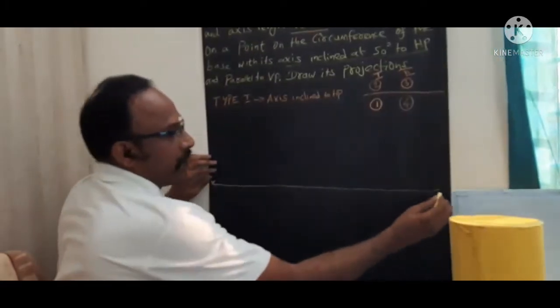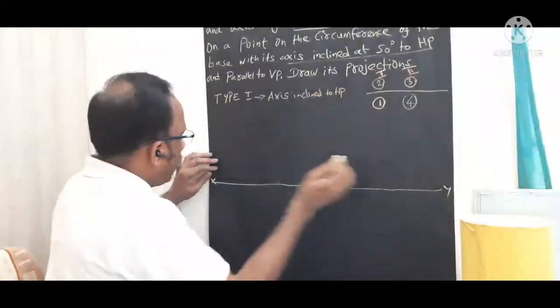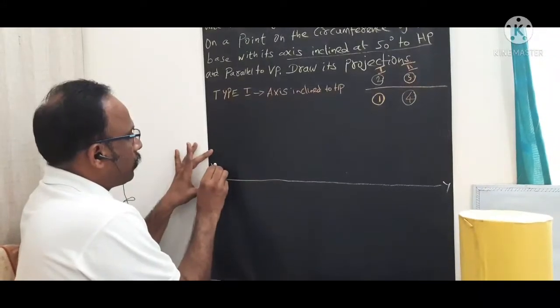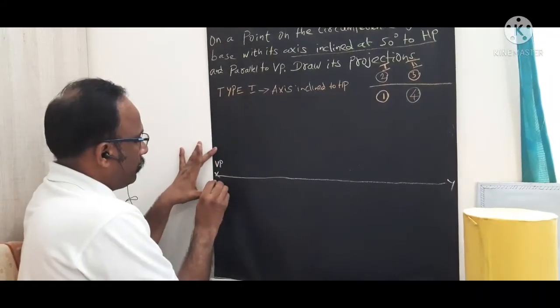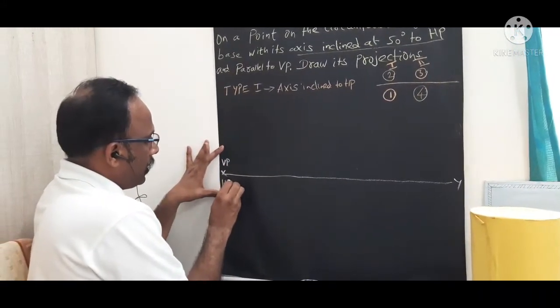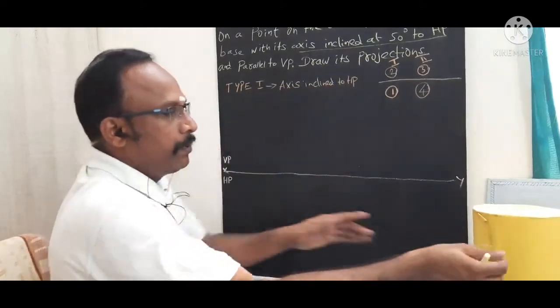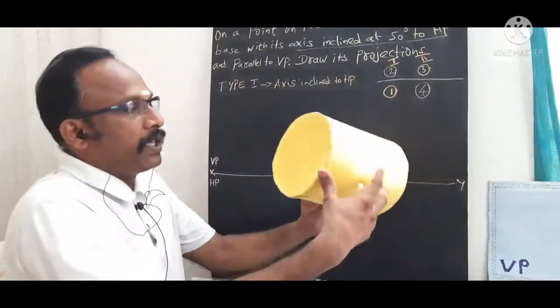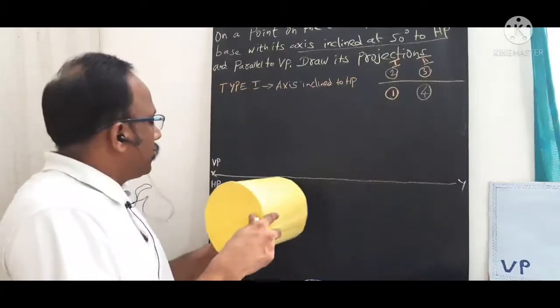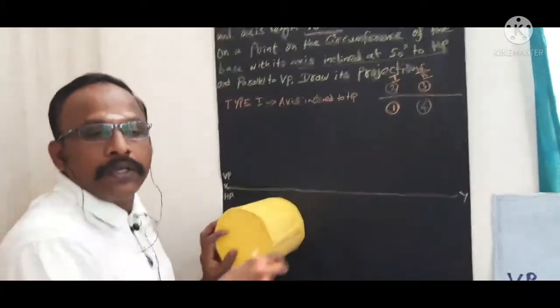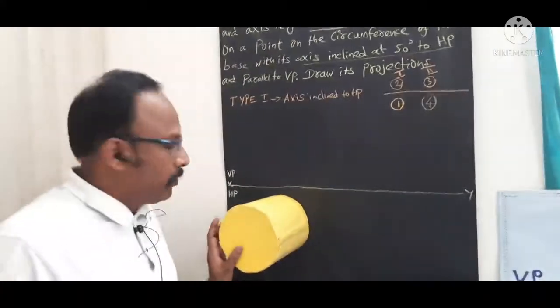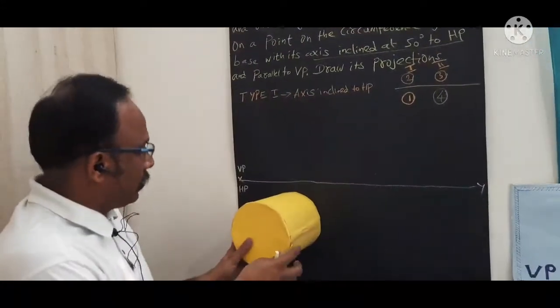We can draw one XY reference line. Right above this XY line you can mark as HB, below this we have HB, above this BB, below this HB. Now you take this cylinder. Now we are going to draw the front view because this is the step number 1.